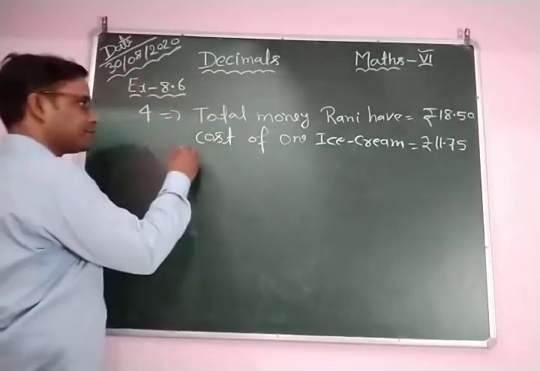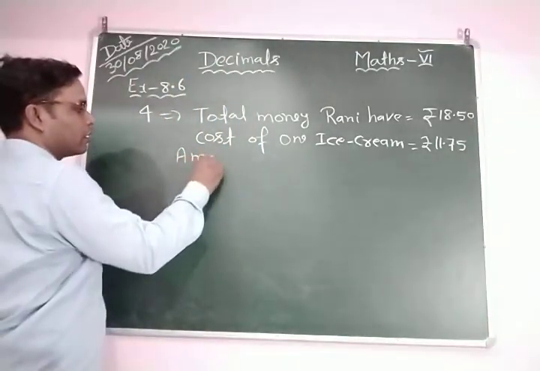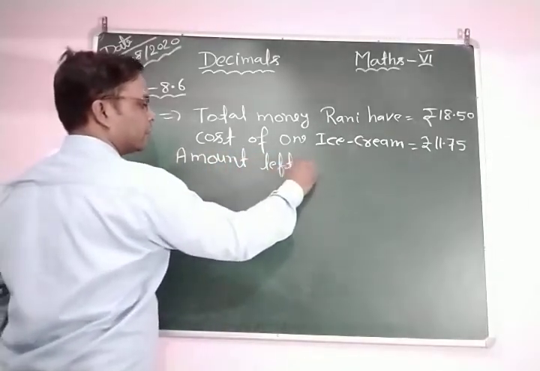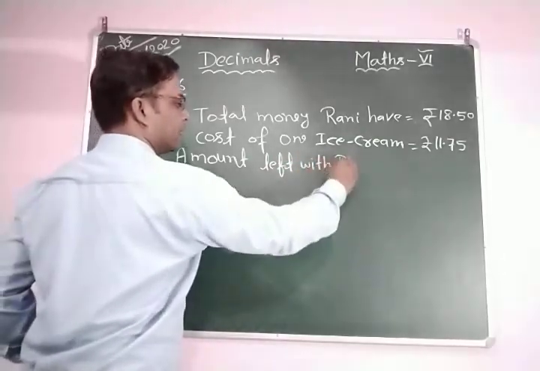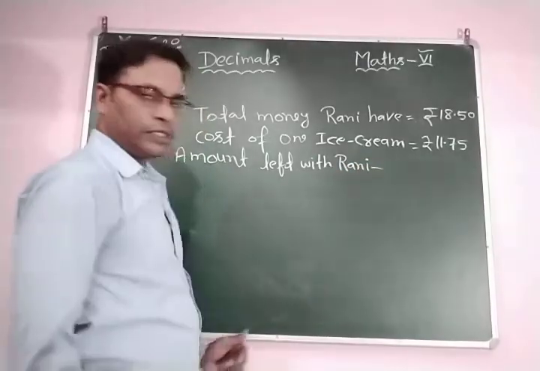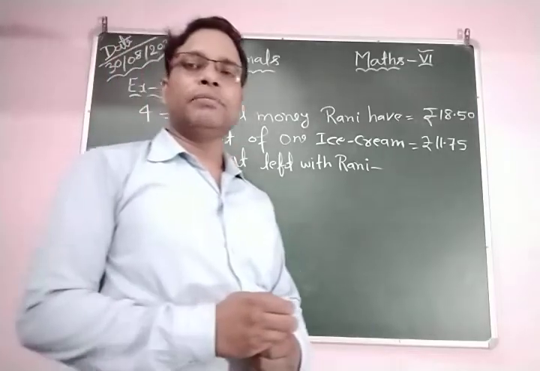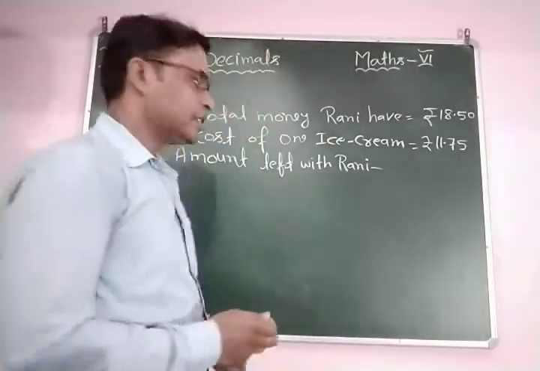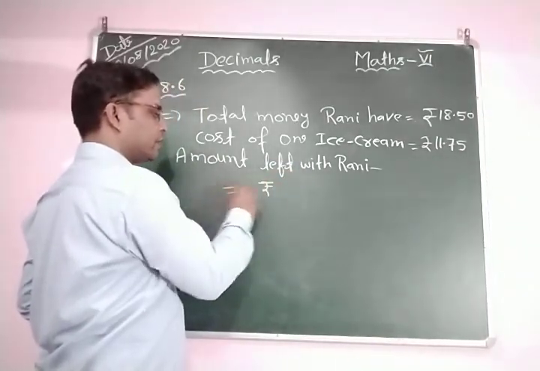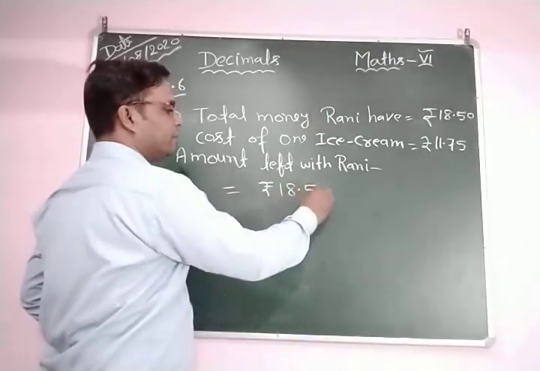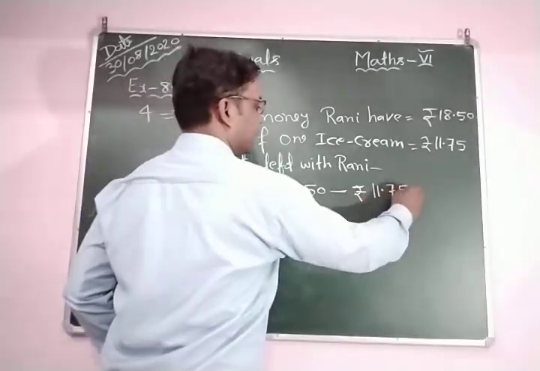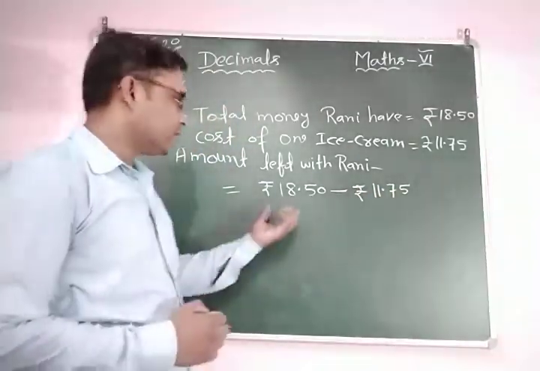So here you write amount left with Rani is equal to. For this we subtract 11.75 from 18.50. Okay, so let's see, this is equal to, we can write here rupees 18.50 minus rupees 11.75. Okay, so how do we subtract these decimal numbers?